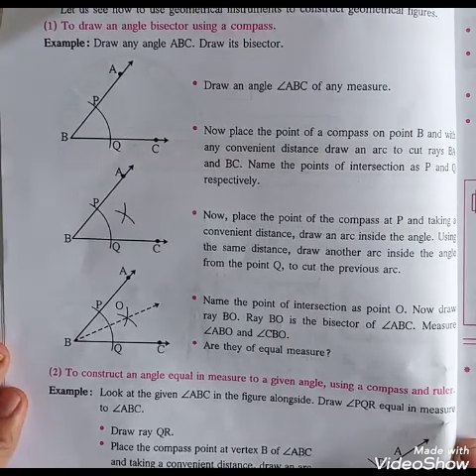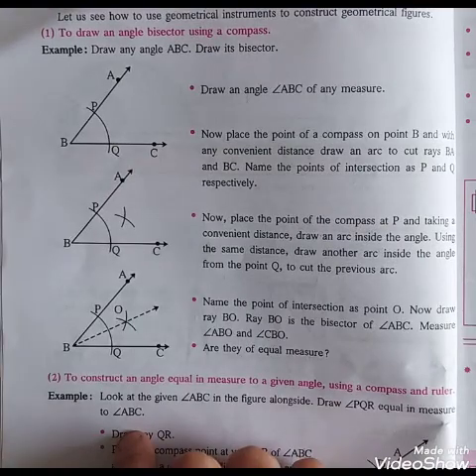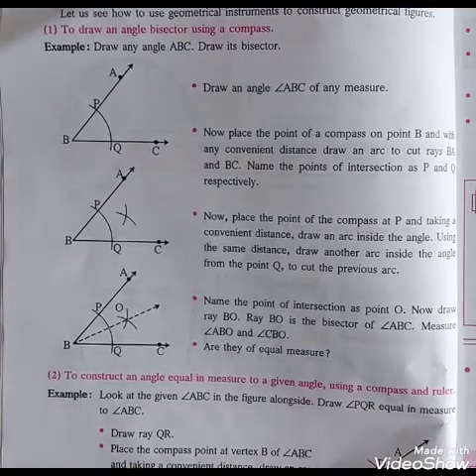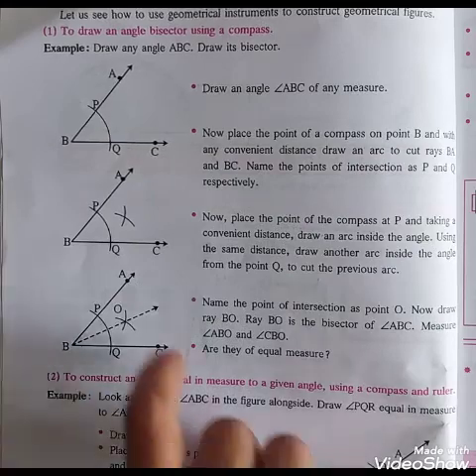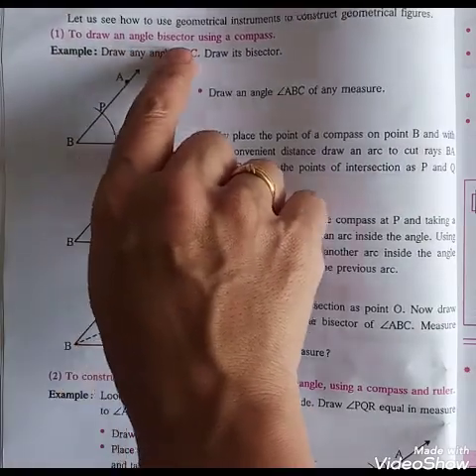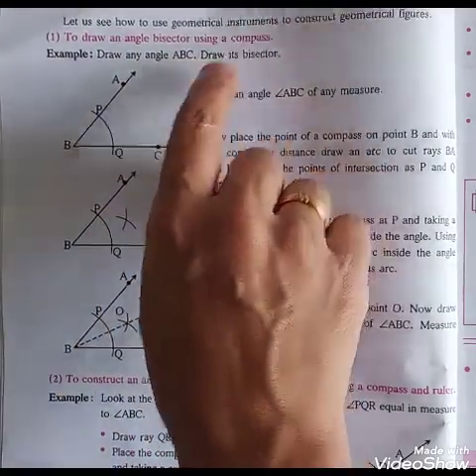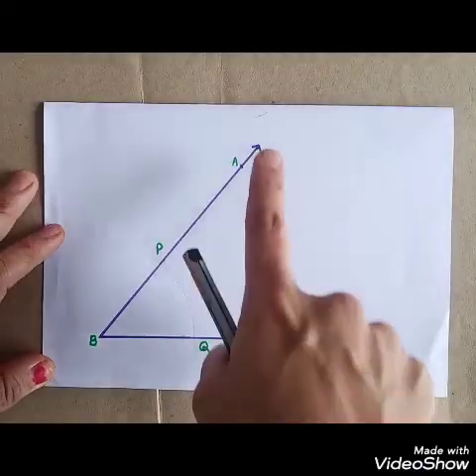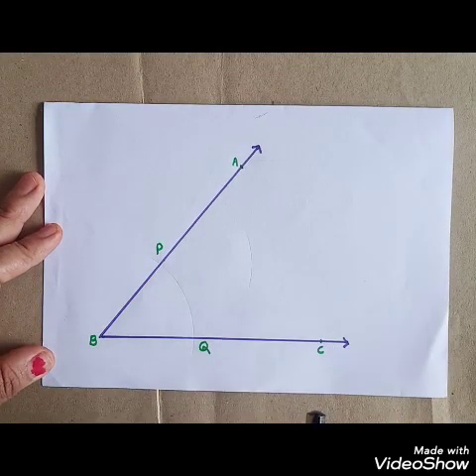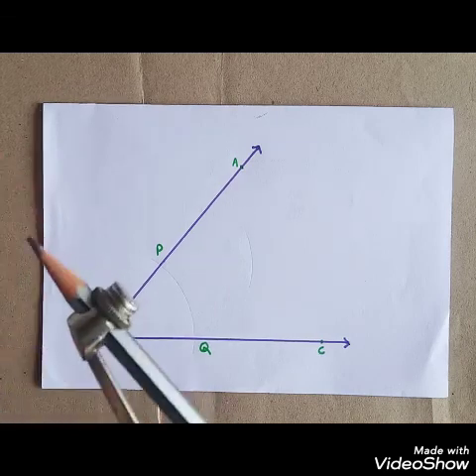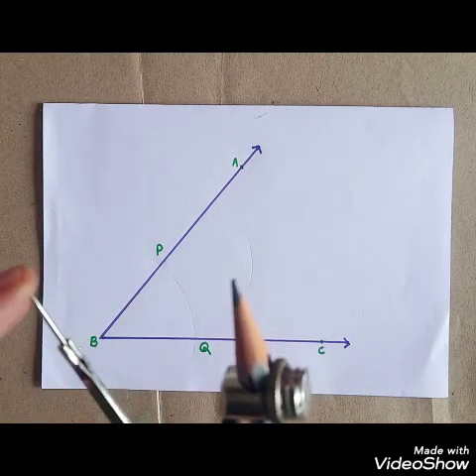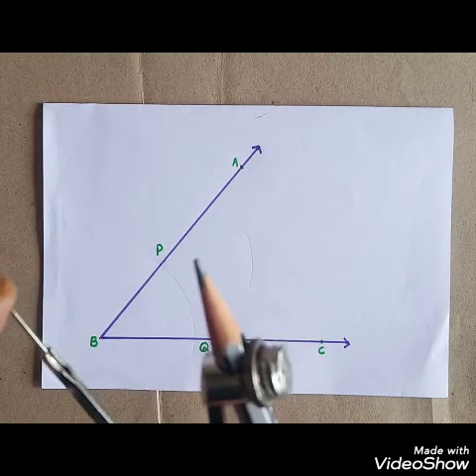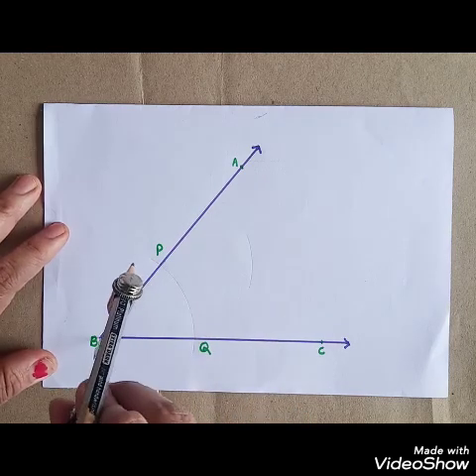We are going to see how to use the geometrical instruments to construct geometrical figures. So first we are going to learn to draw an angle bisector using a compass. I have drawn this angle of any measure. Now place the point of a compass. This is the point of the compass. So place this point of the compass on point B.